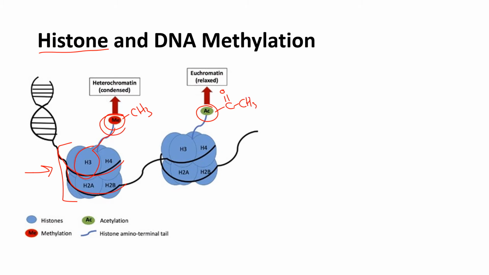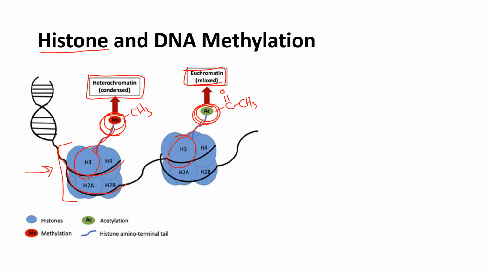If methyl groups are bound to the tails of the histones, then that will result in the formation of heterochromatin, which is highly condensed, and there will be no gene expression. If instead acetyl groups are bound to those tails of the histones, then that creates euchromatin, which is more relaxed, not quite as condensed, and you can get gene expression with the euchromatin.